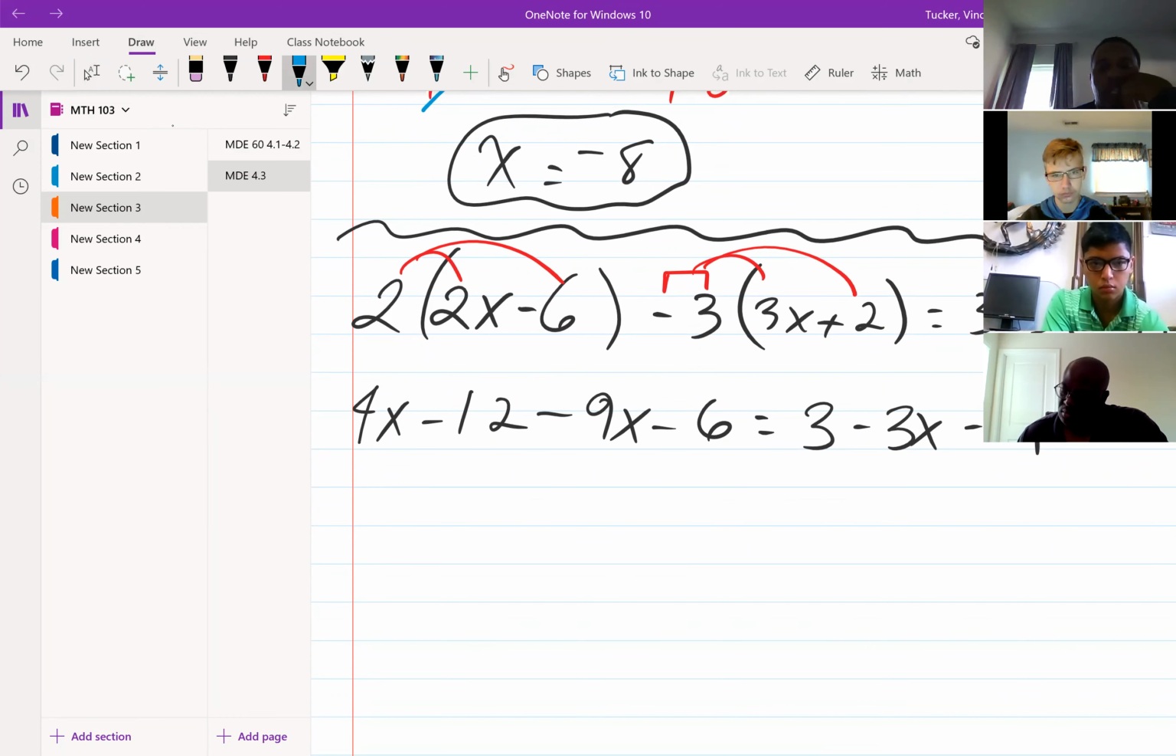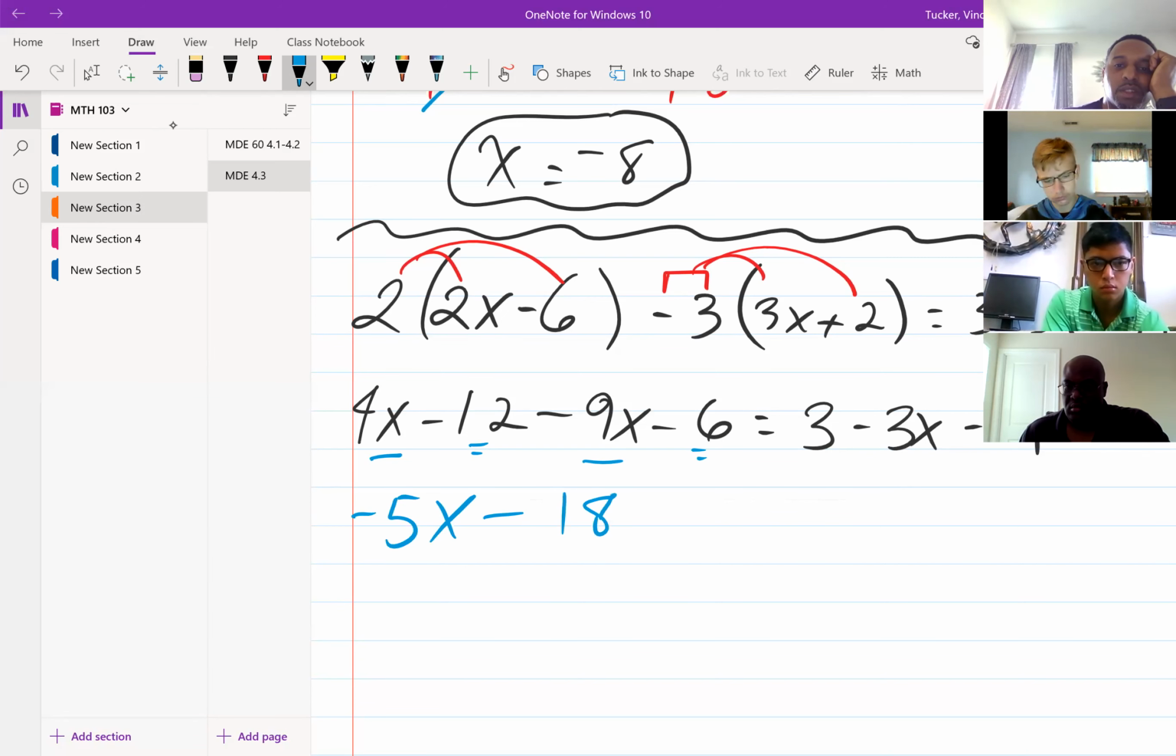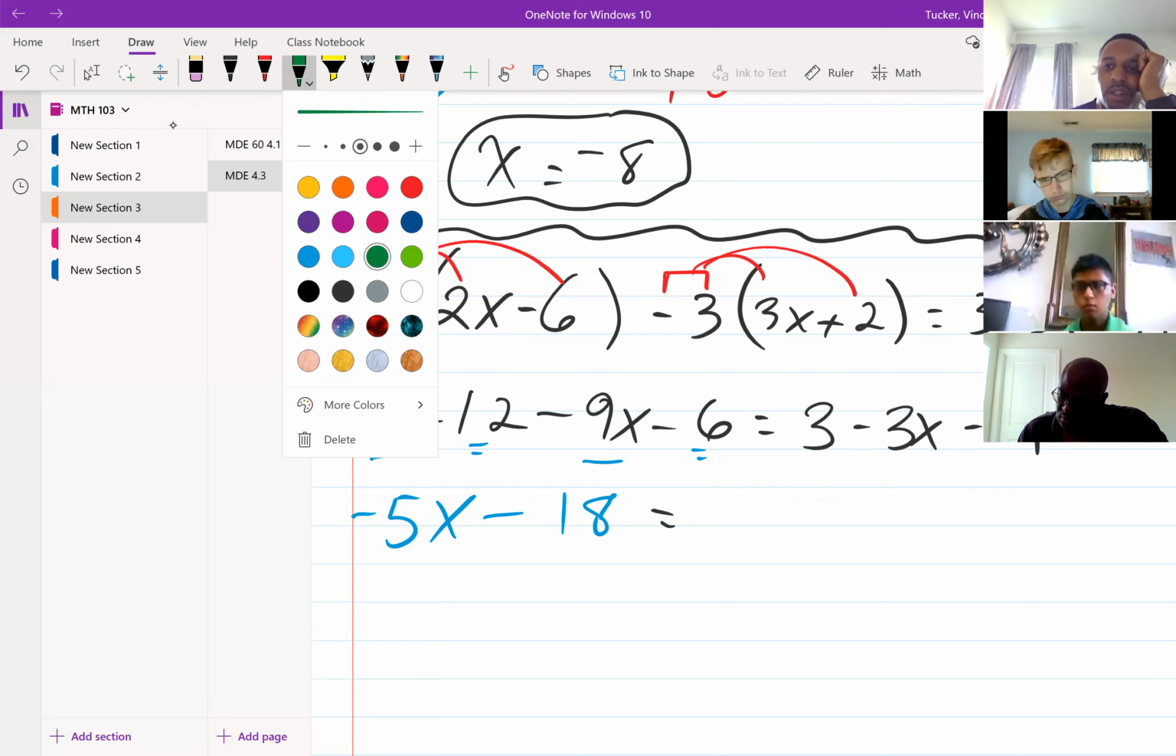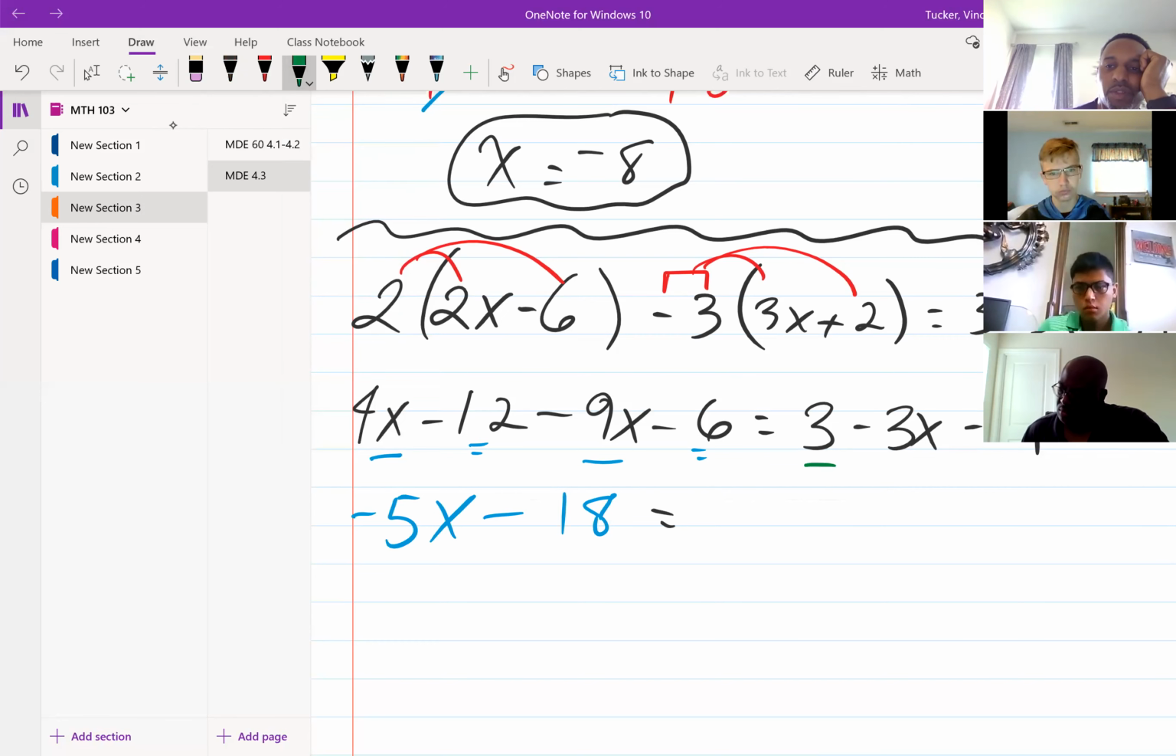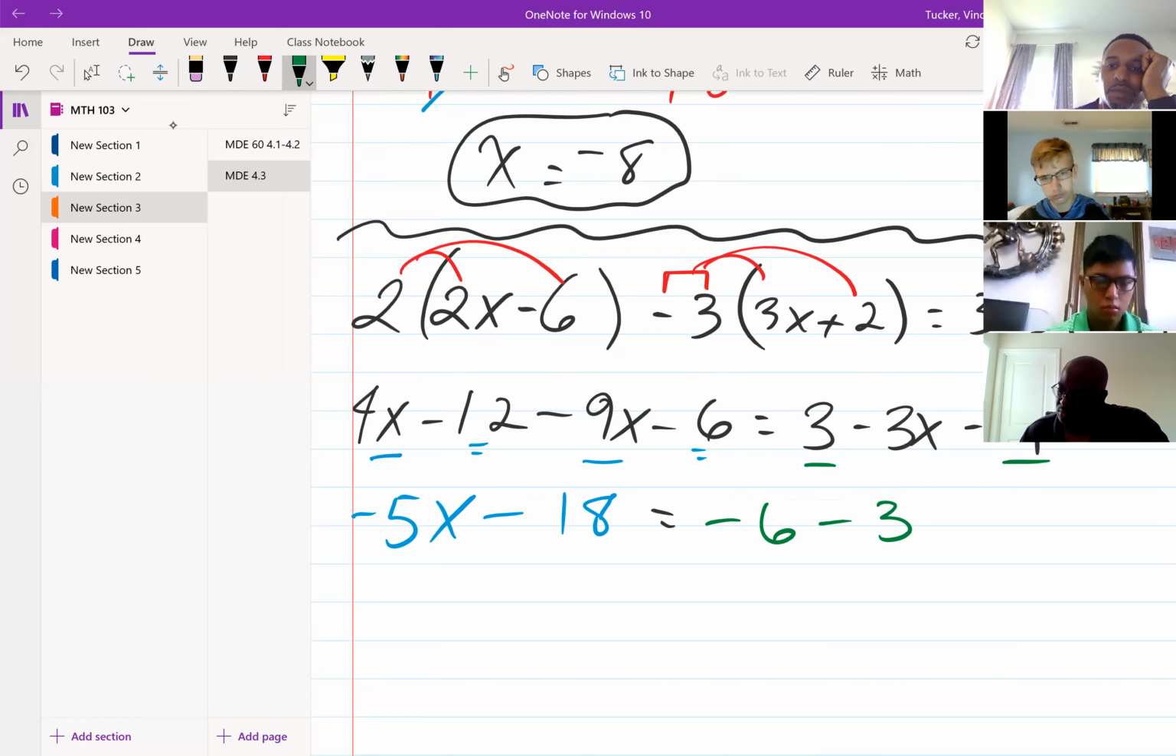All right, so now on the left side of our equal sign, combine your like terms. 4x and -9x is -5x. -12 and -6 is -18. And then on this right side, we have 3 and -9, which would be -6. And that's minus 3x.